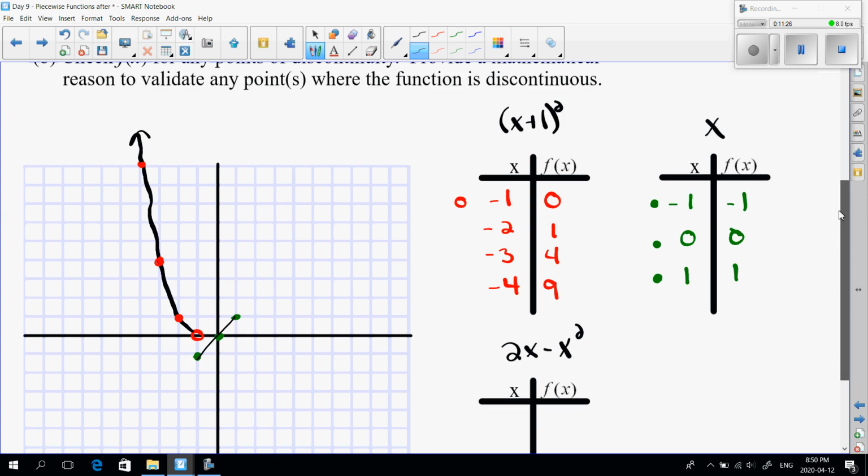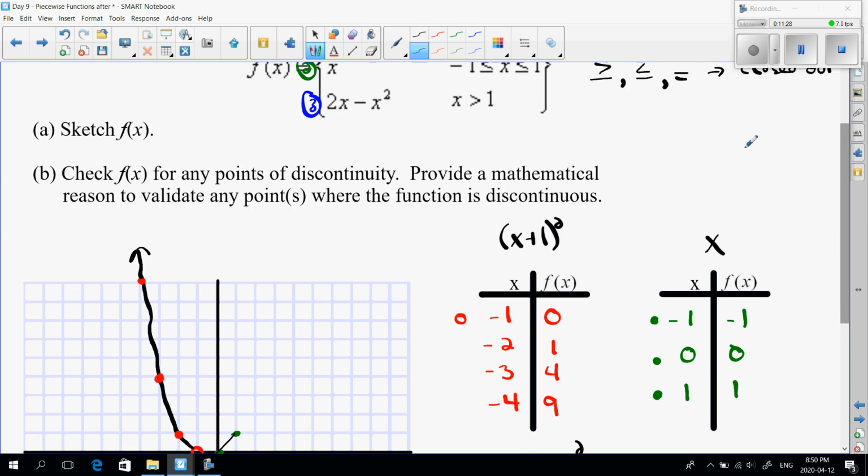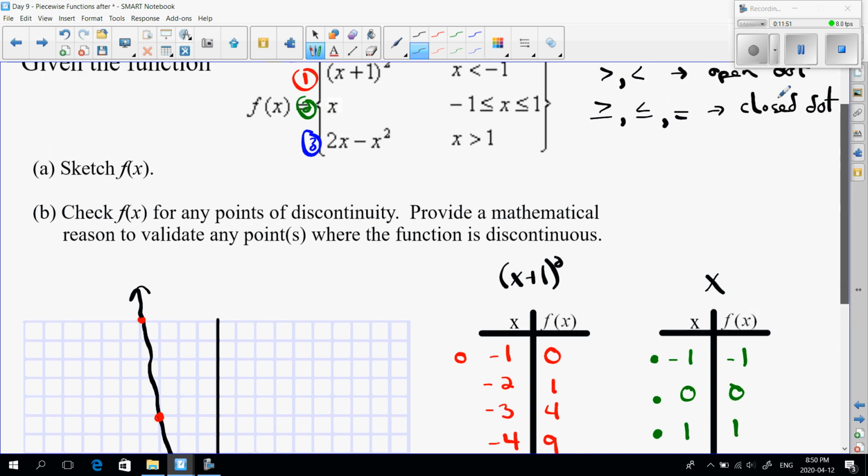Finally, my last section. It's for x values that are greater than 1. The formula I will use for this portion of the curve is 2x minus x squared. It's another quadratic section, so it'll look like a portion of a parabola. For x values greater than 1, think of 1, 2, 3, 4, 5, 6, 7, and so on. All right, how do I exclude the 1 if it's just greater than 1? With an open dot.